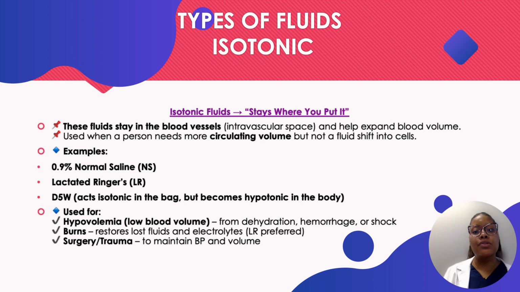So why would we use isotonic fluids? We would use them if a patient is experiencing hypovolemia, which is low volume, right? Low blood volume, from dehydration, a hemorrhage, or shock. So remember, with hypovolemia we're going to go with isotonic fluids because we want to increase that circulating volume. If your patient has a burn, you want to restore lost fluids and electrolytes, and LR is preferred. But you will see some facilities' go-to fluid is normal saline, and some facilities go straight to LR. They're both isotonic. Surgery or trauma, that could be to maintain blood pressure and volume.